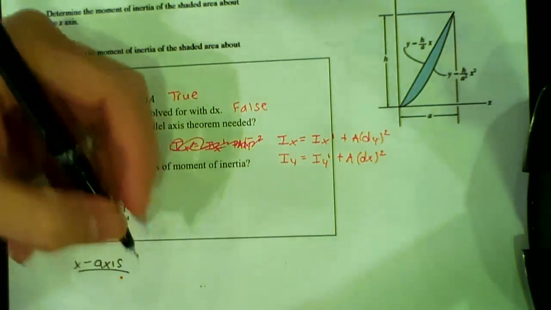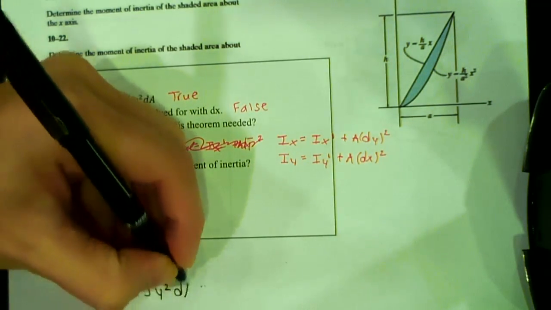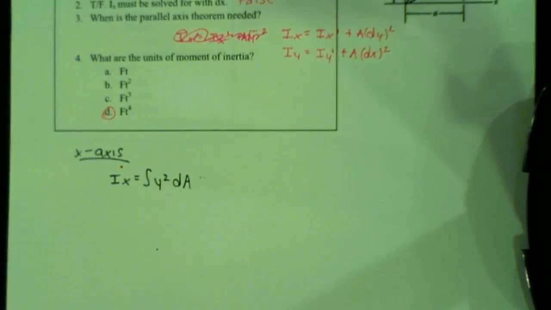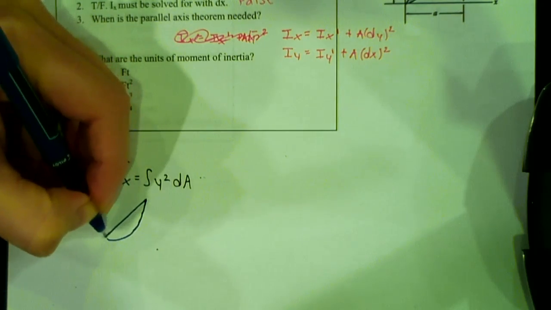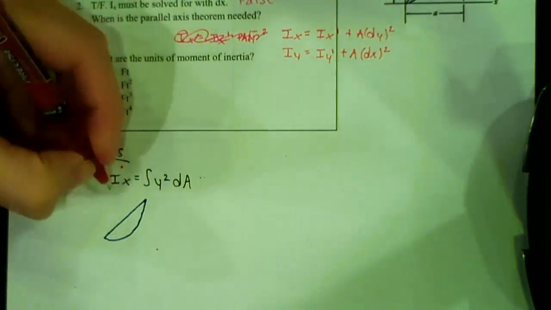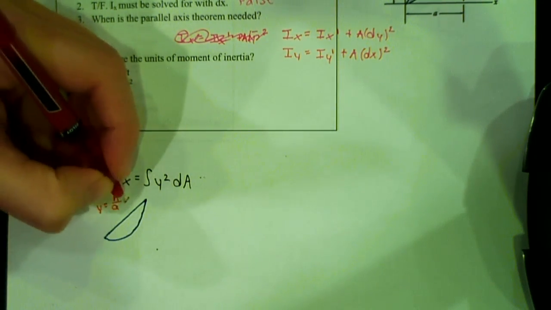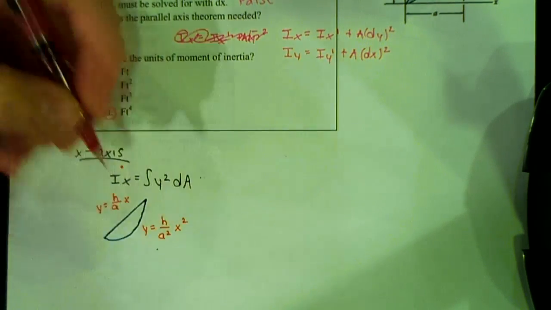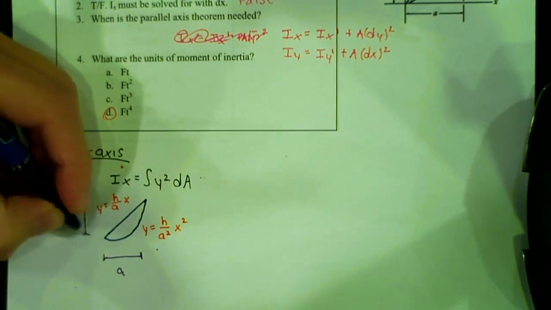For the x-axis, we know that our equation is Ix is the integral of y squared dA. So we need to find what dA is. That's always step 1. So if I draw this figure, this top equation is y equals h over a times x, and this one is y equals h over a squared times x squared. And this is a, that is h.